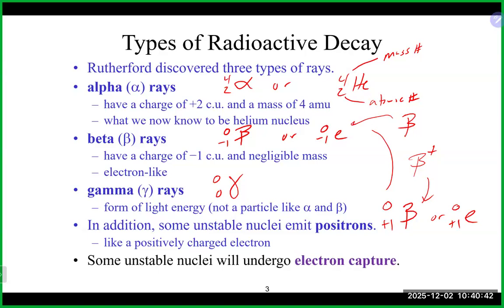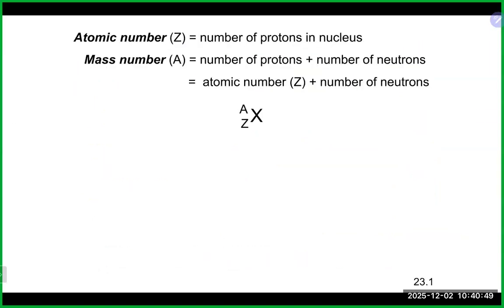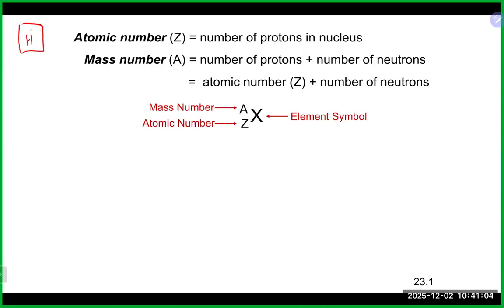We also can see some nuclei go under an electron capture, which is basically capturing an electron. Now, up on top is our mass number and atomic number on the bottom. The atomic number, as you hopefully know, is the number of protons in the nucleus. That can be found on the periodic table, right? So that is the number that goes above the symbol, the atomic number. The mass number is the number of protons and the number of neutrons in an atom.